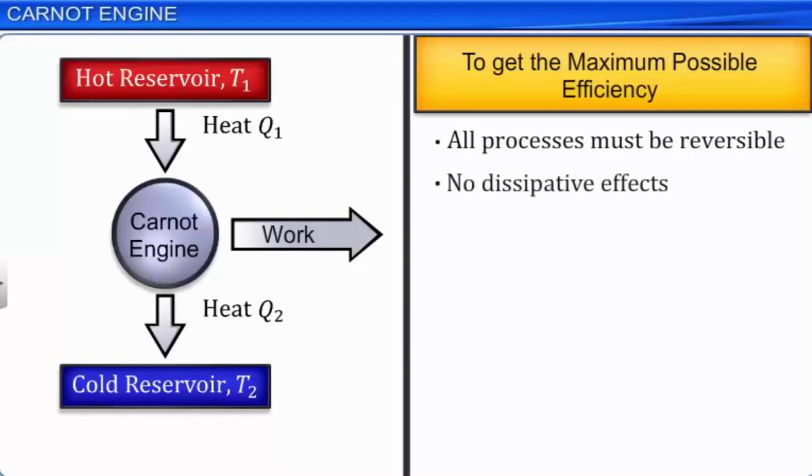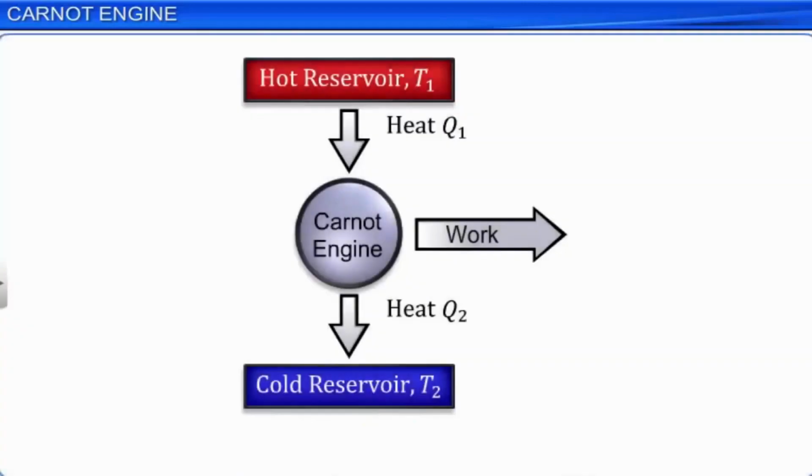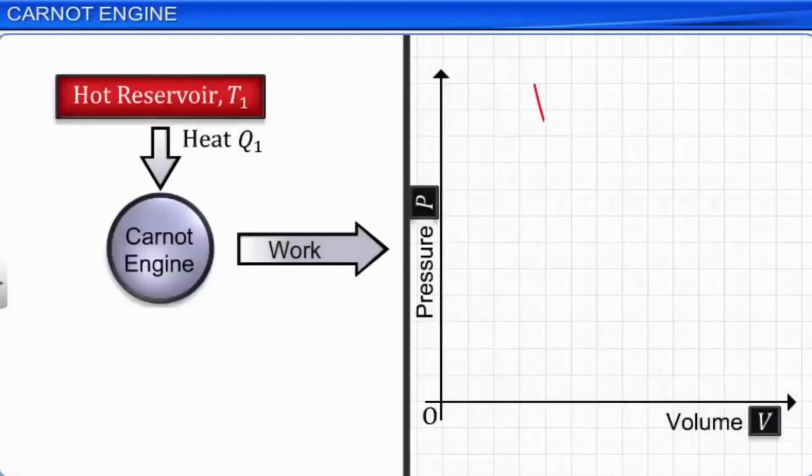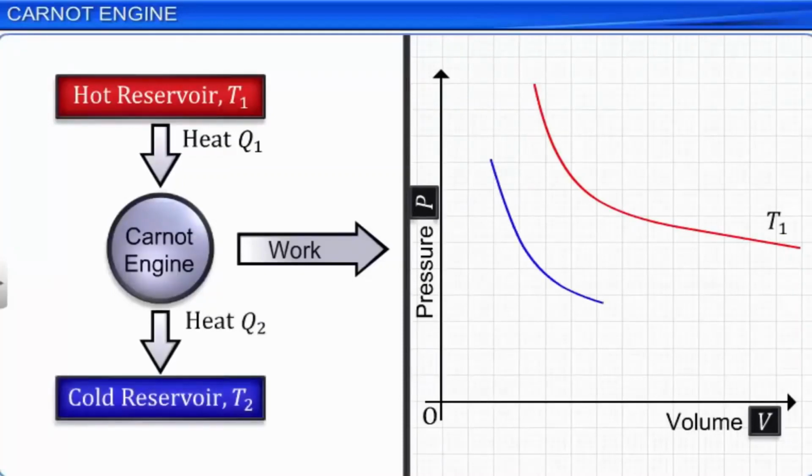We know that a process is reversible only when it is quasi-static. In a quasi-static process, the system will always be in thermal and mechanical equilibrium with its surroundings. There are two processes in which a heat engine exchanges heat with the surroundings. In one process, the heat engine absorbs heat from a hot reservoir at temperature T1. And in the other process, it releases heat to a cooled reservoir at temperature T2. Since the system must be in thermal equilibrium, these two processes need to be isothermal.